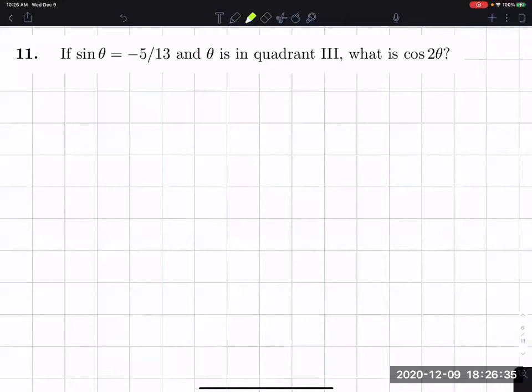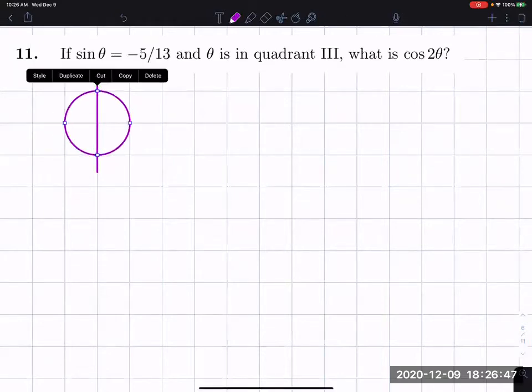It's negative 5 over 13, and theta is in quadrant 3. So what does that look like? Let's just draw a really quick picture of a unit circle. And we're looking for quadrant 3, where the y coordinate is sine. So maybe just around right here, somewhere it's in quadrant 3.